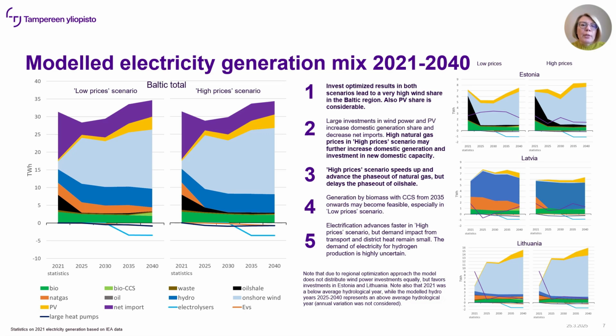In the high-price scenario, high natural gas prices further encourage investment in domestic capacity. The high prices scenario accelerates the phase out of natural gas power plants but delays the phase out of oil shale. From 2035 onward, biomass generation with carbon capture and storage may become feasible, particularly in the low price scenario. Electrification progresses more rapidly in the high prices scenario, though the impact on electricity demand from transportation and district heating remains small. Future electricity demand for hydrogen production is highly uncertain.